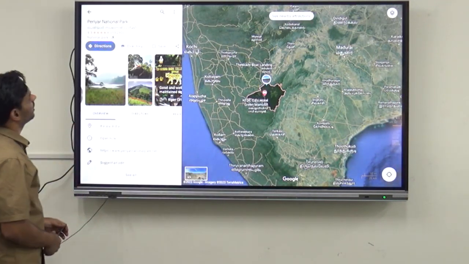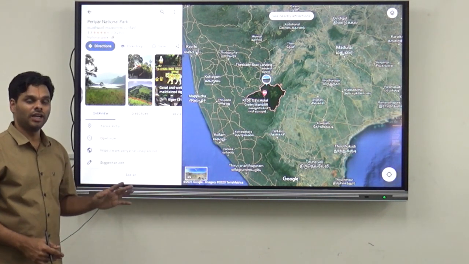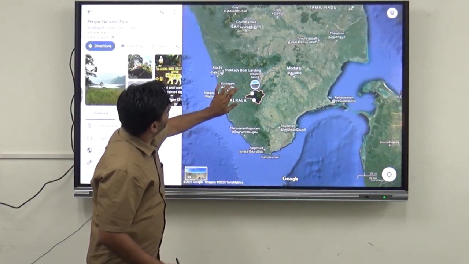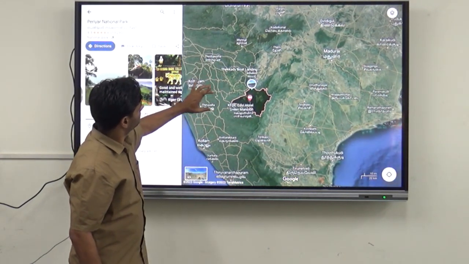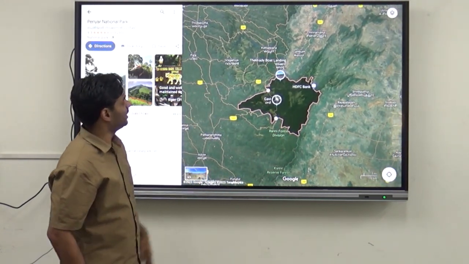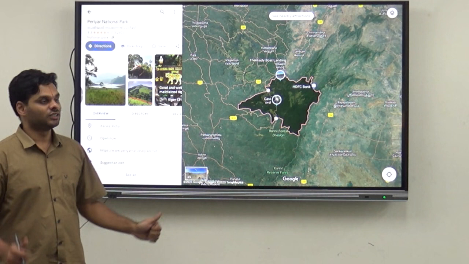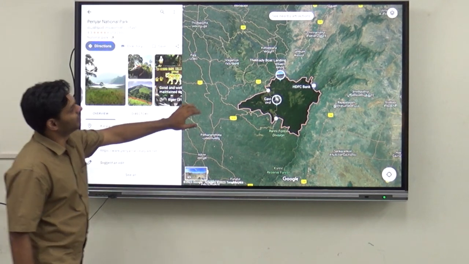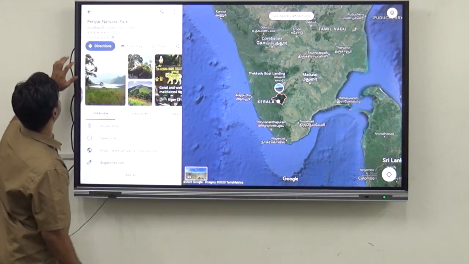This is the Periyar National Park. Border of Tamil Nadu and Kerala. You should know this, okay? Border of Tamil Nadu and Kerala. What are the places near this? Tekkadi boat landing. Tekkadi is where you have all these boat races. You have seen big boat races in Kerala, no? So Tekkadi is one of the places where you have all these boat races. Okay, this is the region of the Periyar National Park.